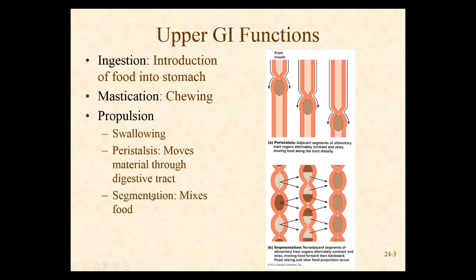Another type of smooth muscle contraction is called segmentation, and this is where we have movement in front of and behind the food, moving it back and forth. That allows for greater mixing of food and slower movement of food through the tract. So we see this in the small intestine, where we're continuing to digest that food and also allow time for the nutrients to leave that food and enter the blood around the digestive tract.